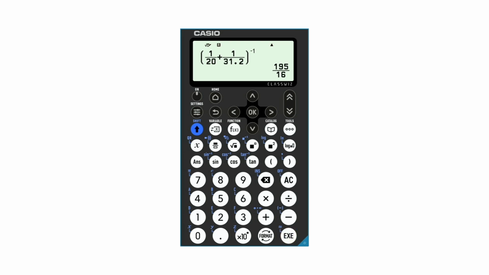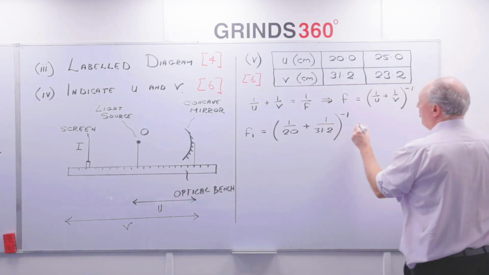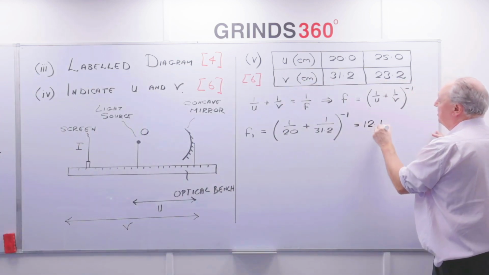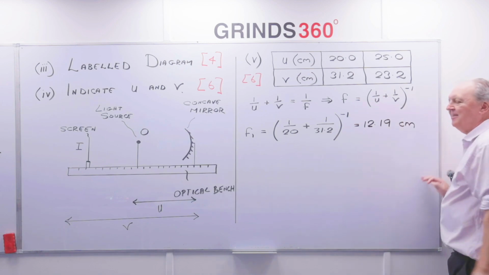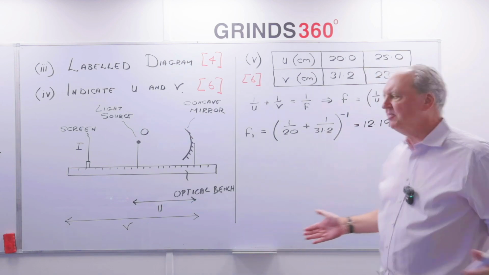I want that to be in decimal form. So I'm going to press format. I want it to be in decimal form. Execute. And I get 12.1875, 2 decimal places, 12.19. So the result of that is 12.19 centimeters. And you know what? It was okay to leave everything in centimeters and my answers in centimeters.